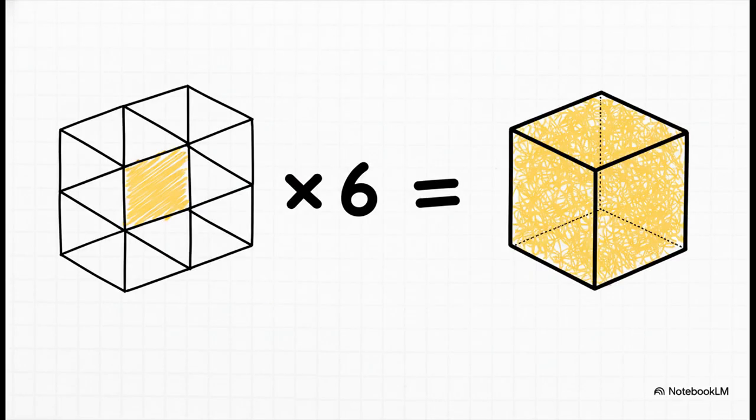Let's take a cube. It's the perfect example. When you unfold it, what do you get? Boom, 6 identical squares, all connected. So if you want to find its total surface area, you just find the area of one of those squares and multiply by 6. The formula comes right from the picture. You don't even have to memorize it.